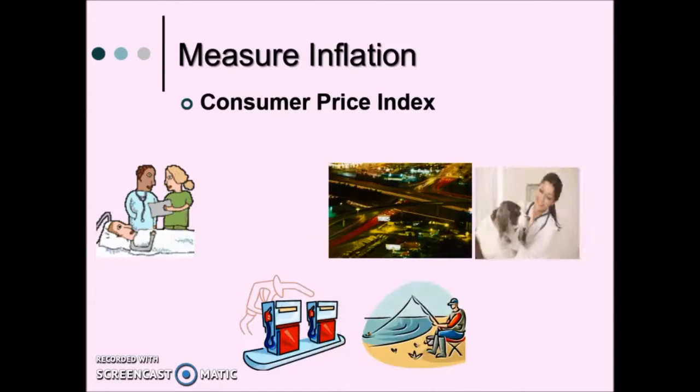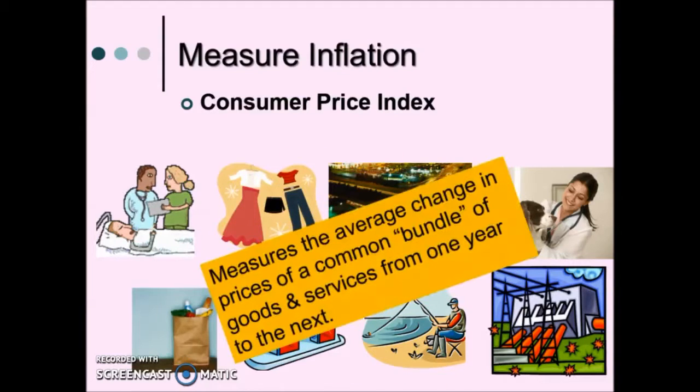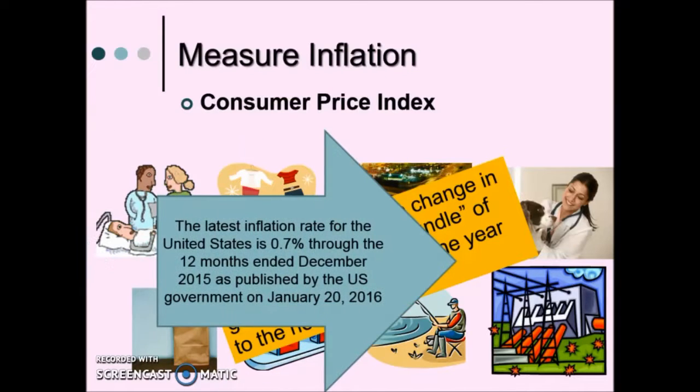The measure of inflation here in the United States is called the Consumer Price Index, and it's based on a series of standard goods and services. It's a common bundle that they calculate from one year to the next. What is your electricity bill and certain groceries and commuting and so on. And just as information here, last year, 2015, for the 12 months running, the United States inflation rate was 0.7%.